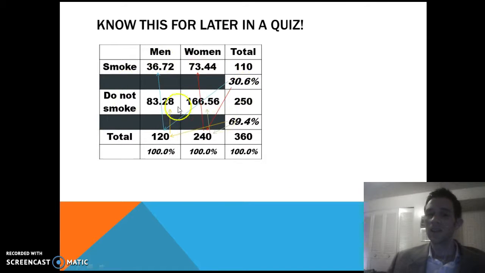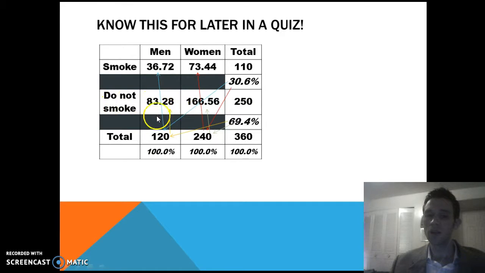But this gives you kind of a bigger picture of what you can do if you have a table with more degrees of freedom. The arrows are charting out how to multiply stuff, but all you really do, again, is turn this number into 30.6% of the total. Turn this number here into 30.6% of the total number of men. So here you'll take 69.4% of 240 to get the 166. You'll take 69.4% of 120 to get 83.28.